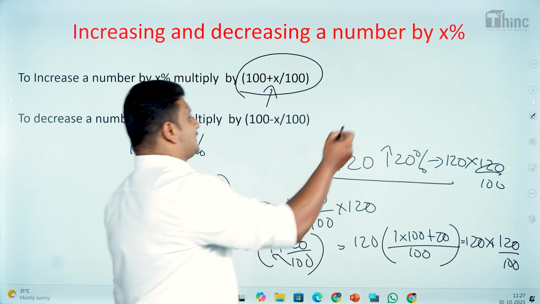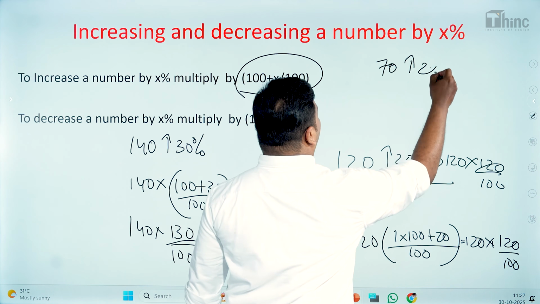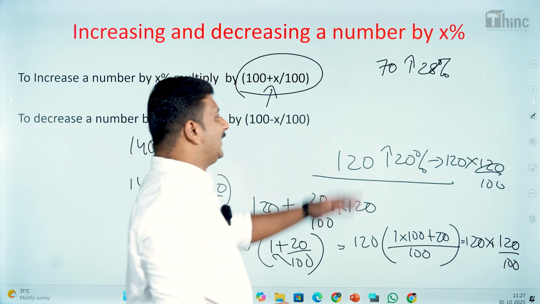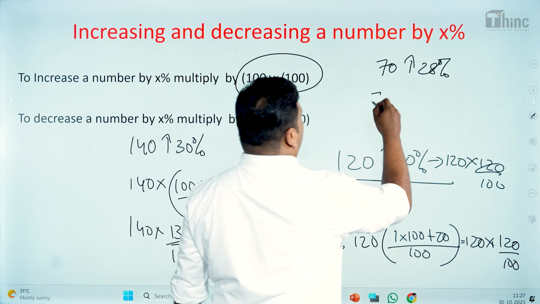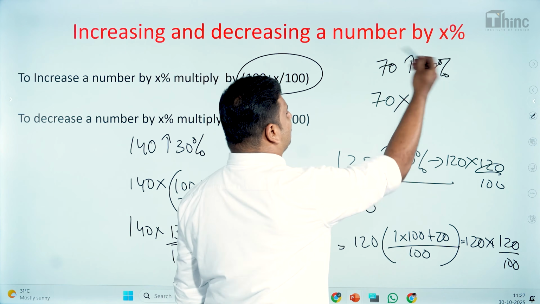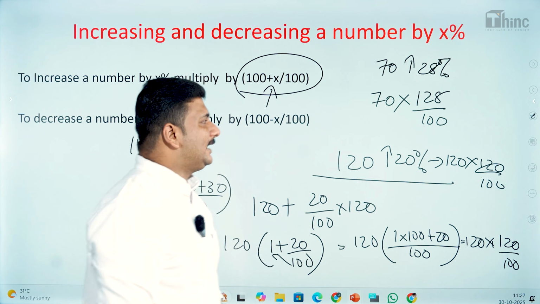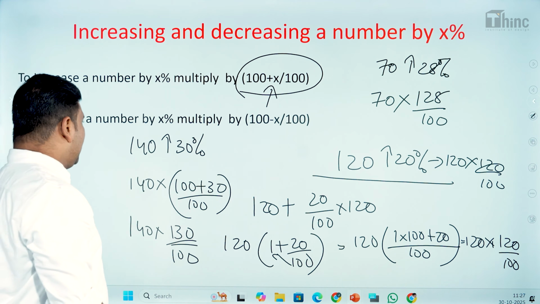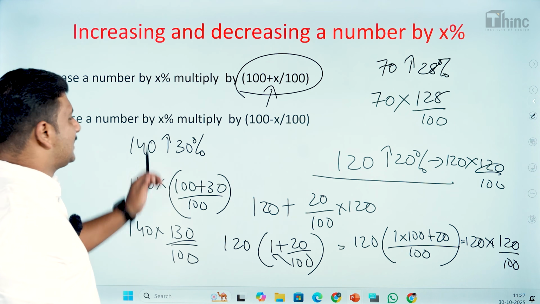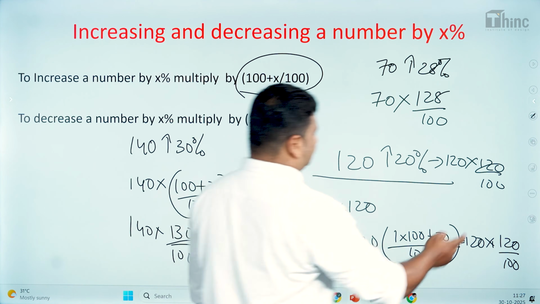Okay, let me just give you another example. Let's say I need to increase 70 by, let's say, 28 percentage. So there is no need of finding 28% of 70 and adding it with it. Instead of that, just multiply 70 with 100 plus 28, which is 128 by 100. So to increase a number by x percentage, directly multiply it with 100 plus x by 100. Likewise, to decrease a number by x percentage, multiply it with 100 minus x by 100.